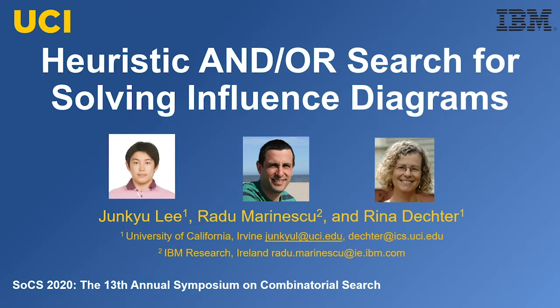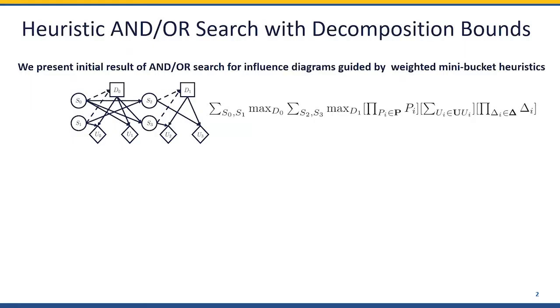Heuristic and search for solving inference diagrams. The main task in inference diagrams is to compute the maximum expected utility and optimal decision policies, and it is considered one of the most challenging tasks in graphical models.